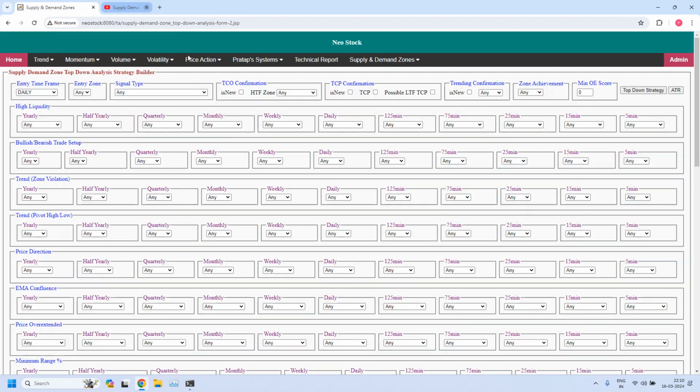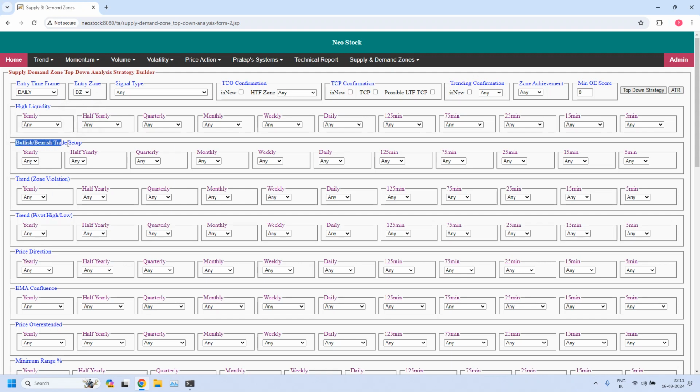Now let's get into report generation with the help of NeoStock software, supply demand zone top-down analysis strategy builder. The first report we are going to generate is bullish trade setup for monthly income trade. For monthly income trade, your LTF time frame, that is nothing but entry time frame, is daily, and the entry zone should be demand zone.